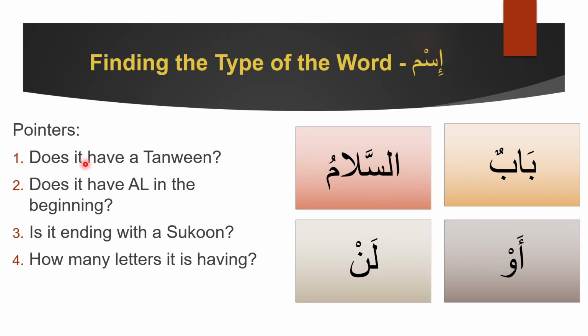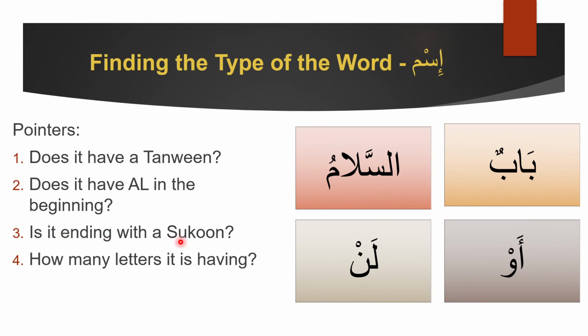So some pointers are, does it have a tanween? This is the easiest giveaway. If some word has a tanween, remember un and in? If some word has a tanween, then it's an ism. Does it have al in the beginning? This al. Remember as-salam, al-kitab. Remember the huruf al-shamsi, huruf al-qamari? This is what we're talking about, the al in the beginning. If it has an al in the beginning, it is an ism. So tanween, ism. Al, ism.